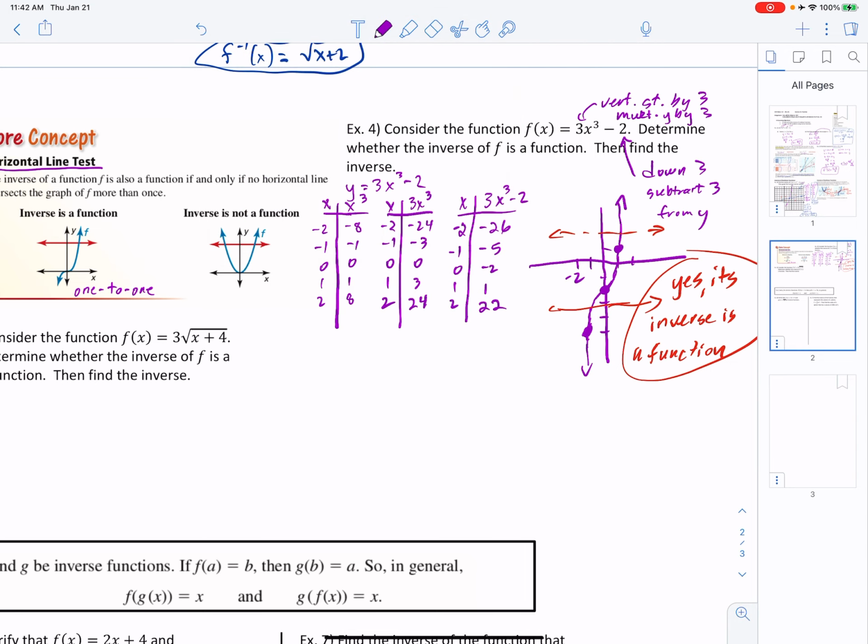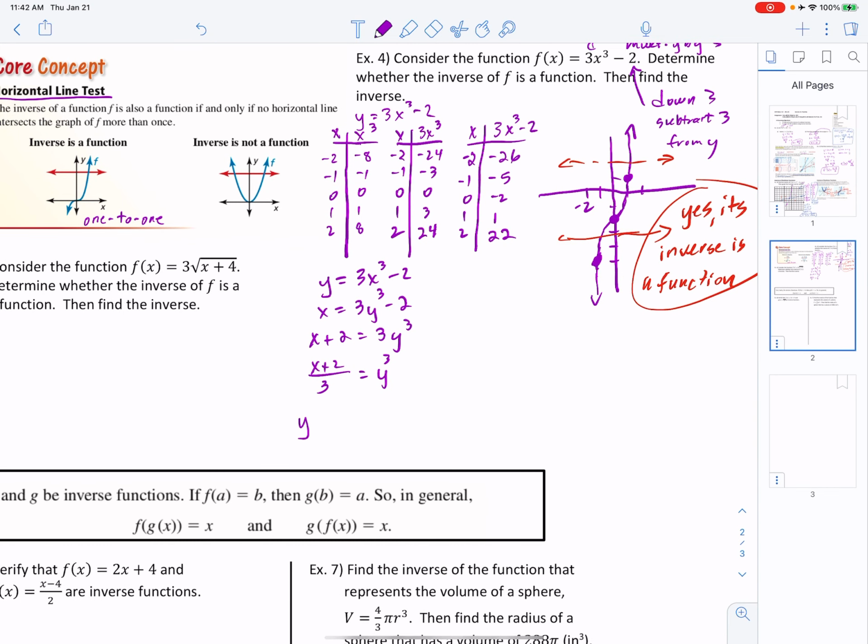So the process to find the inverse is we take y is equal to 3x cubed minus 2. We switch x and y, and we solve for y. So add the 2, divide by 3, and then take the cubed root. So all right, y is the cubed root. And I'm not going to let you leave it quite like that. I want you to replace y with the inverse notation.